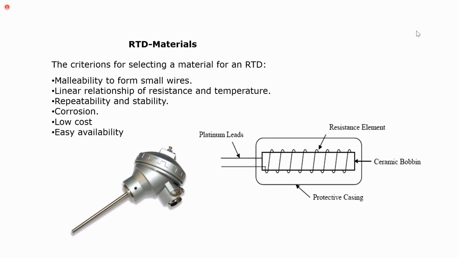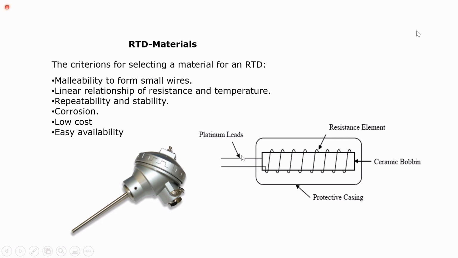The criteria for selecting a material for an RTD: malleability to form small wires, linear relationship of resistance and temperature, repeatability and stability. We focused on repeatability in the previous module. We also have to take care of corrosion of the materials we use in the RTD, and we have to focus on the cost and the availability of the different metals.